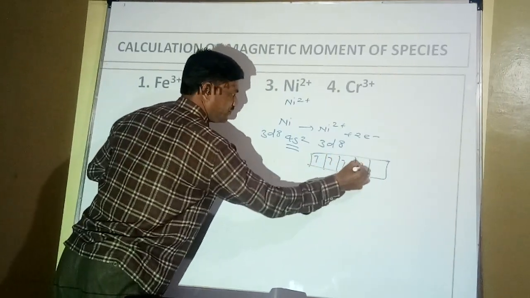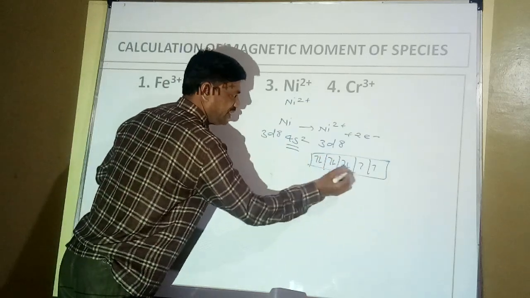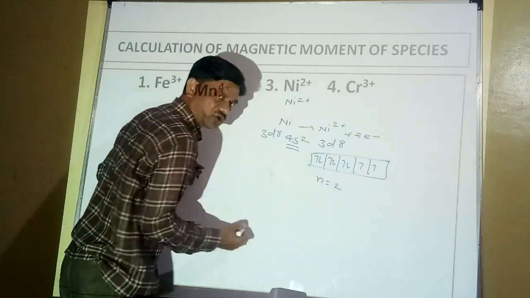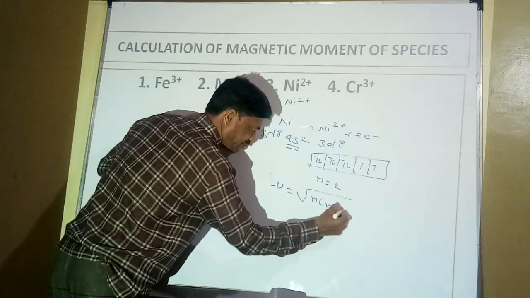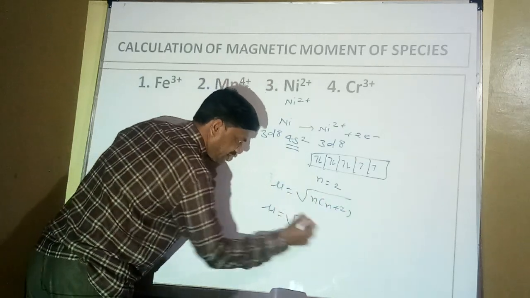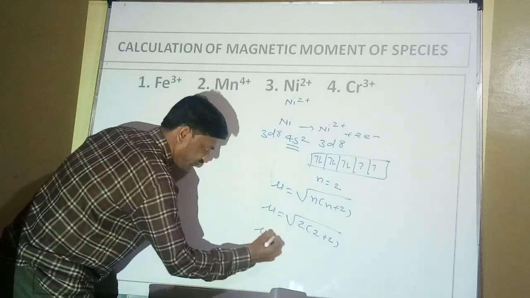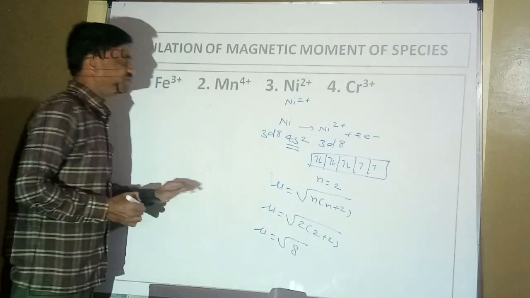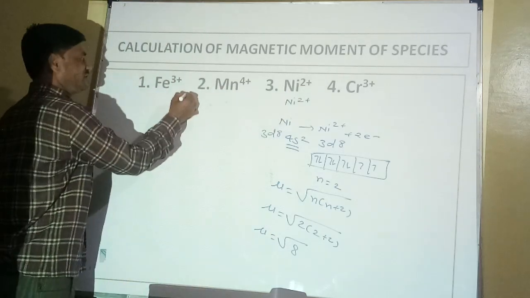Now show me 3d8 on paper. 1, 2, 3, 4, 5. All orbitals are singly filled. 6, 7 and 8. What about the number of unpaired electrons? 2. So magnetic moment mu is nothing but under root n in bracket n plus 2. What does n indicate? Number of unpaired electrons. So it becomes 2 plus 2, 4. 4 into 2, 8. So it is the magnetic moment of which species? Ni plus 2.